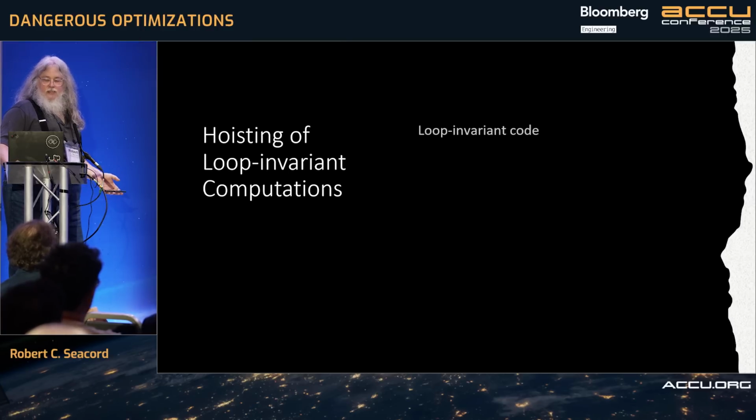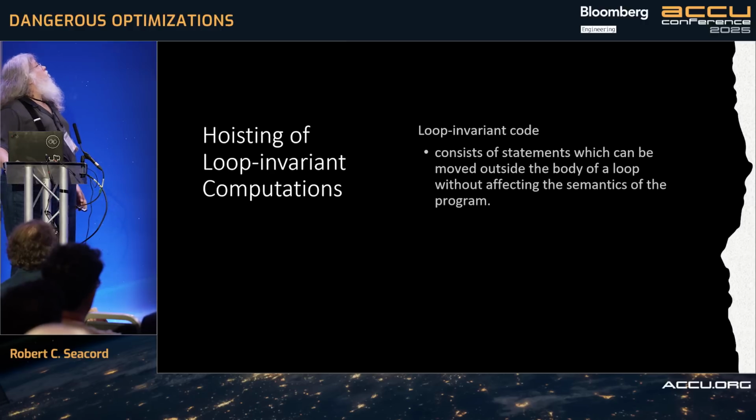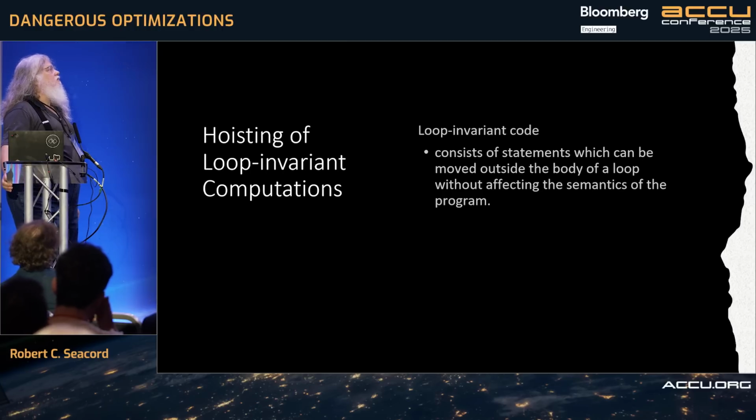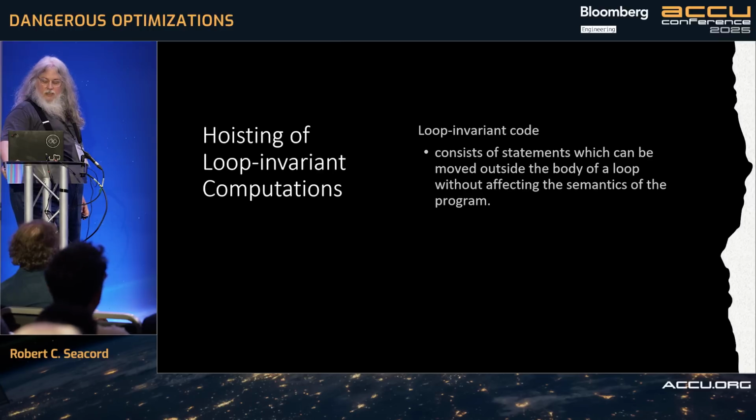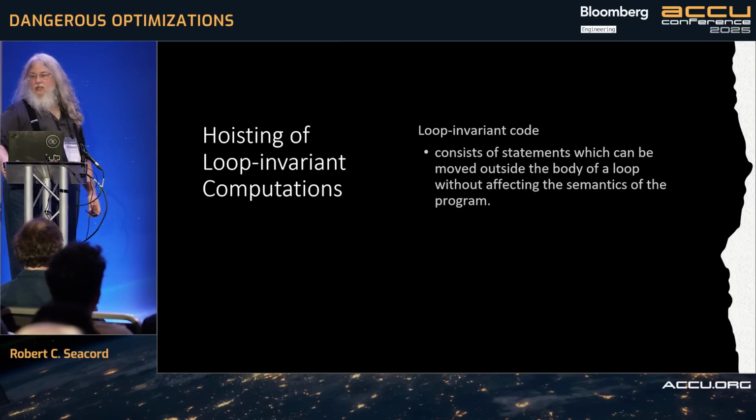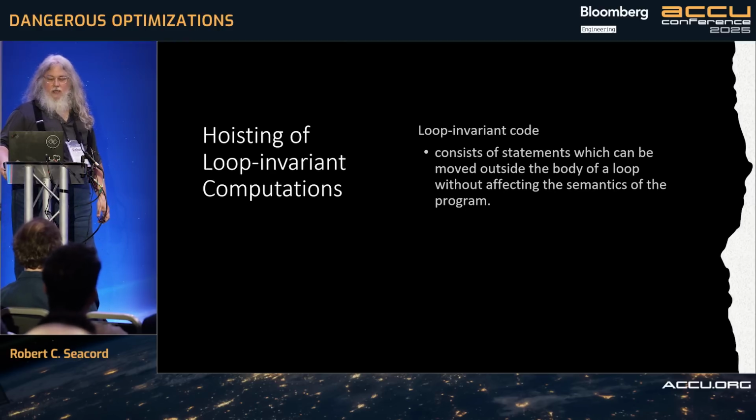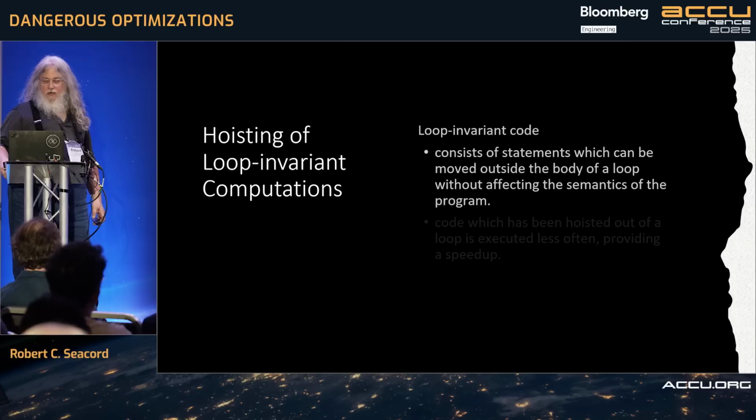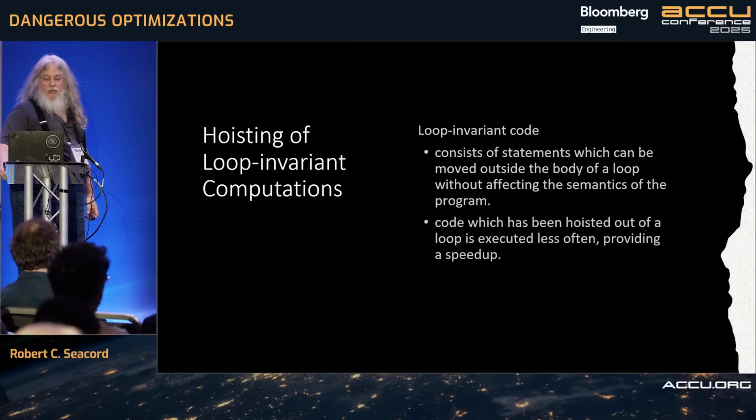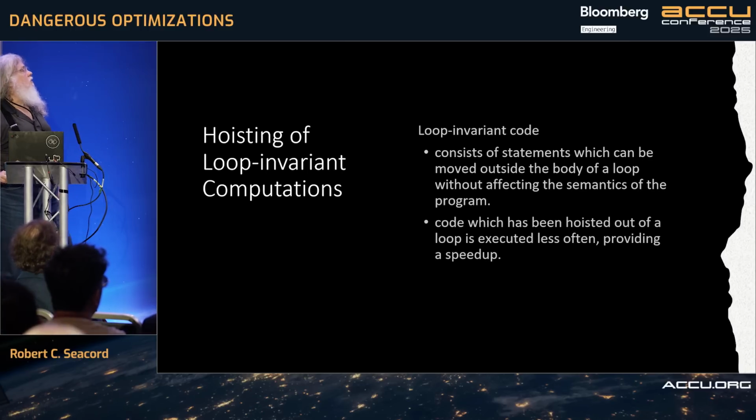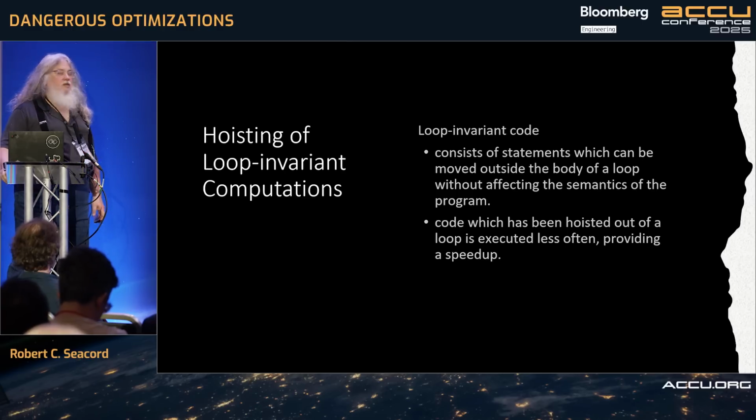Okay, so my next example of some interesting UB is the hoisting of loop invariant computations. Loop invariant code is statements which can be moved outside the body of a loop without affecting the semantics of a program. So basically, it's code that never changes during the execution of the loop. If you hoist the code out of the loop, it's executed less often, typically, right?